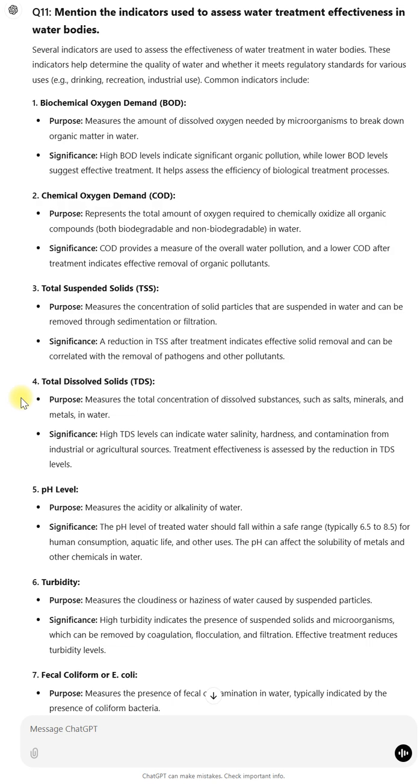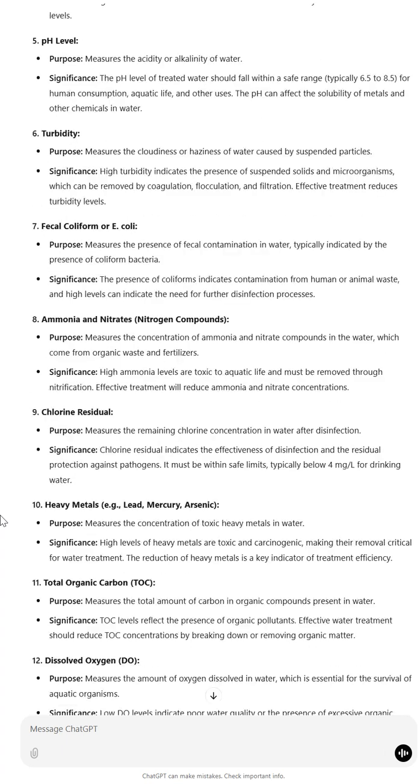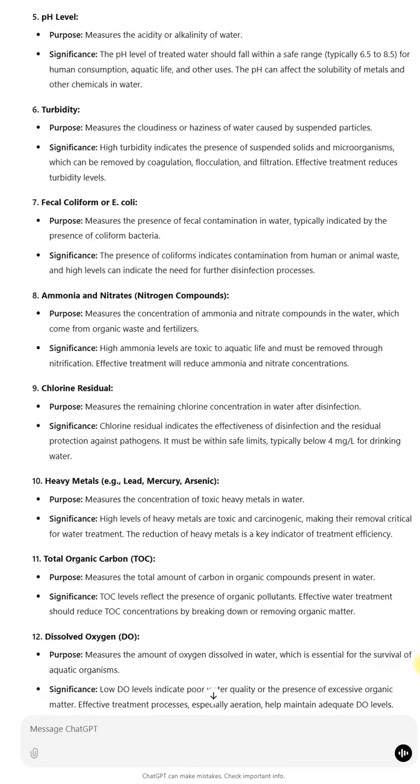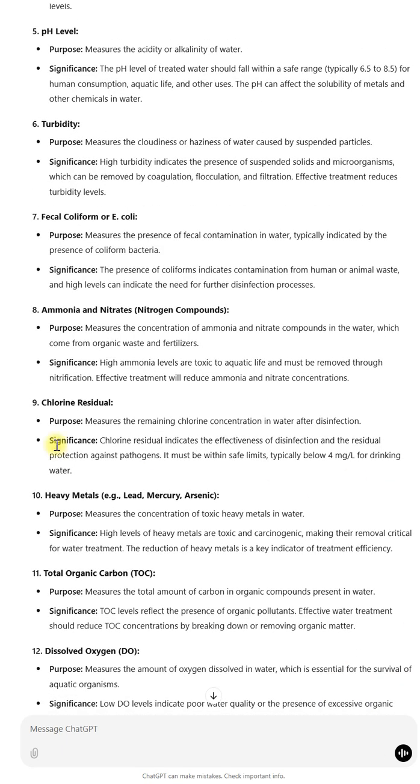5. pH level. Purpose: measures the acidity or alkalinity of water. Significance: the pH level of treated water should fall within a safe range, typically 6.5 to 8.5 for human consumption, aquatic life, and other uses. The pH can affect the solubility of metals and other chemicals in water.